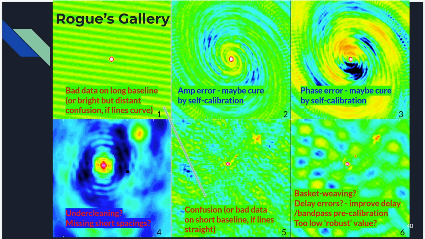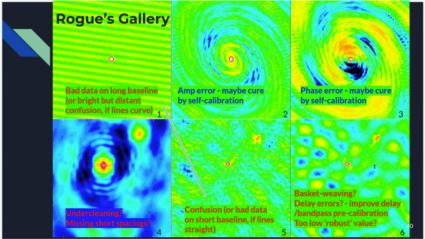Number 4, it might just be that you haven't cleaned enough, or it might be that you've got missing spacings, and so you have this sort of negative bowl around your target. And the last one, which is quite subtle, is what we were talking about as basket weaving, but actually there's another possibility for something like that in continuum, if there are delay errors. In other words, if there's some kind of mismatch in phase between channels.